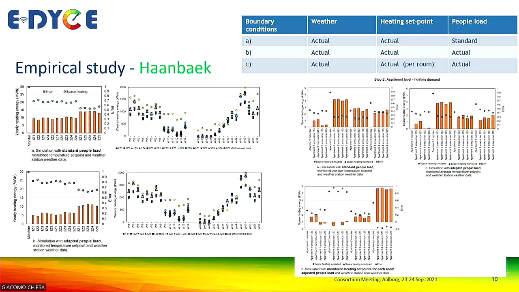And similarly, if you look at the right-hand side here, we are looking at the results presented at apartment level. And here we are seeing several apartments. What we do here, we can see several sets of bars.